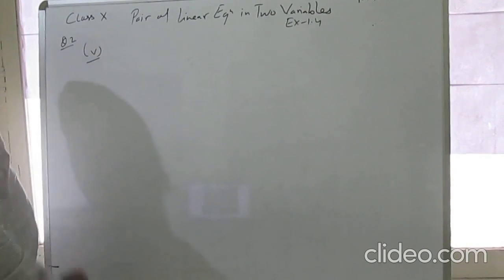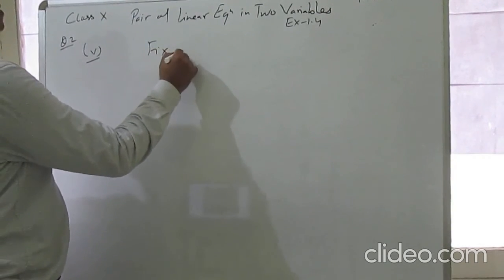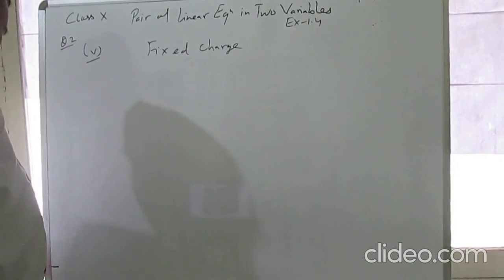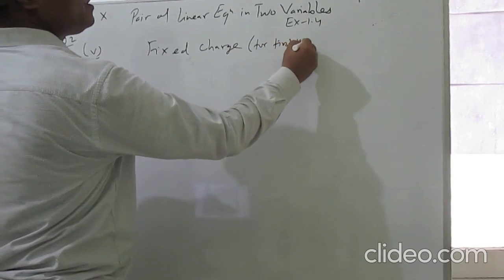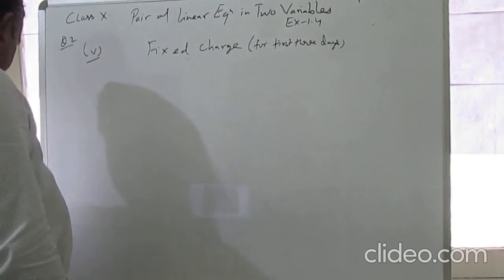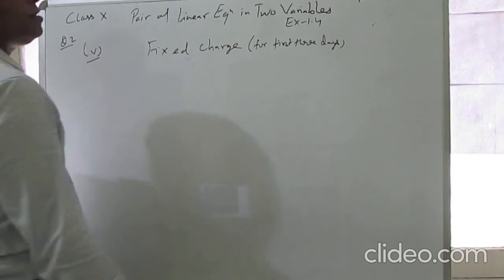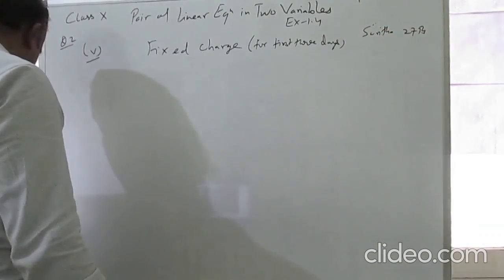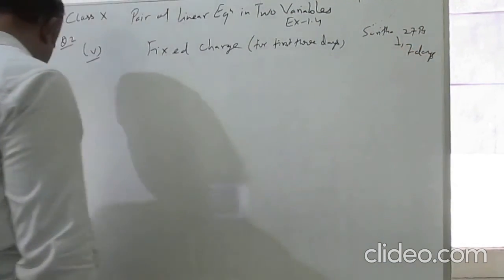Fifth part, a lending library has a fixed charge for the first 3 days, and an additional charge for each day thereafter. Sarita paid rupees 27 for keeping a book for 7 days. कितने दिन बुक रखी? 7 days.